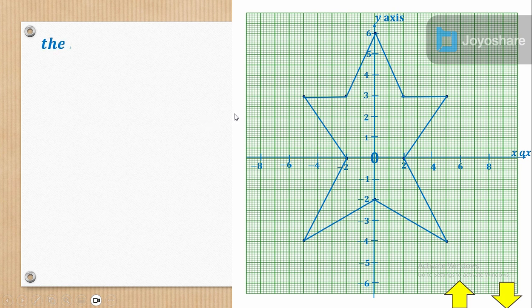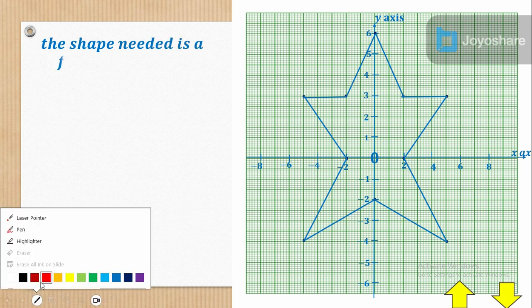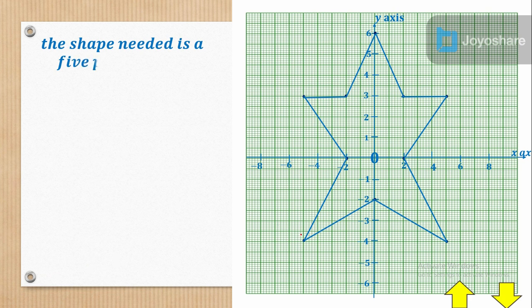So in conclusion, I shall say the shape needed is a 5-pointed star. So it is a 5-pointed star. Let's go and see. Sharp pointed here, it is the first sharp point, second, third, fourth, and fifth. Take note, please.